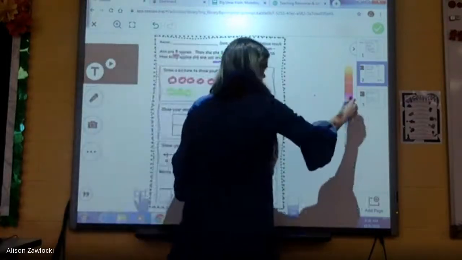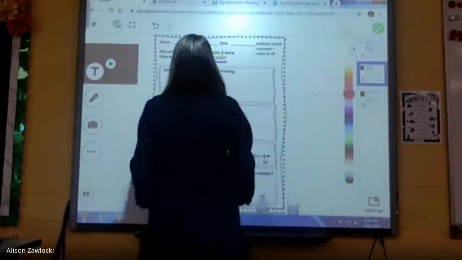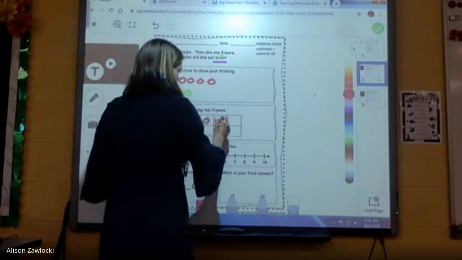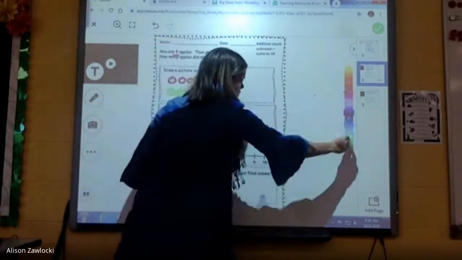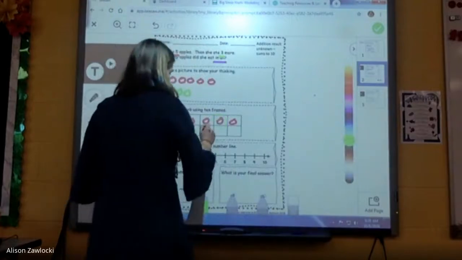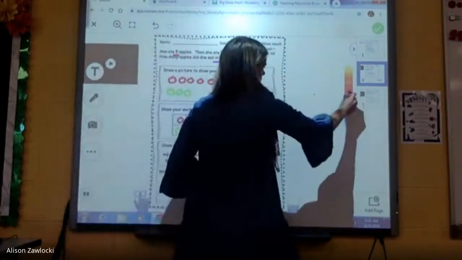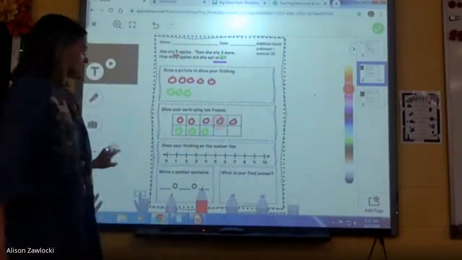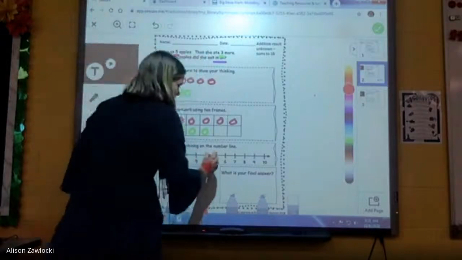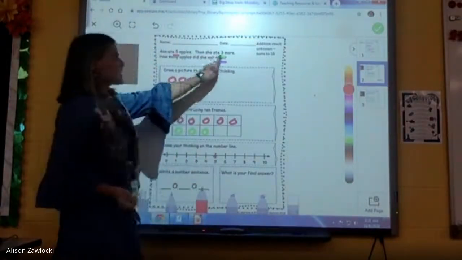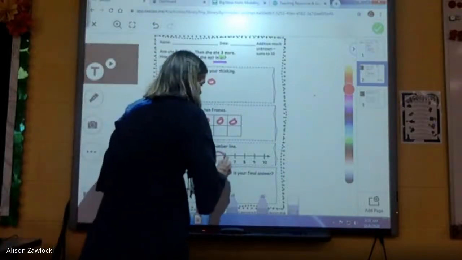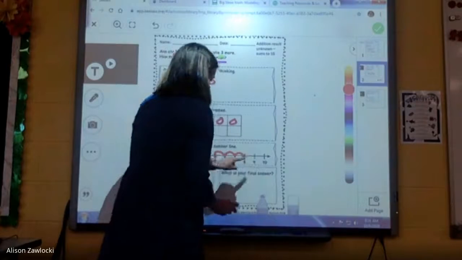Now I'm going to show my work in the 10 frame. So I'm going to draw 5 counters. 1, 2, 3, 4, 5. And then I'm going to draw 3 more counters in my 10 frame to show my work. Then I'm going to show it on a number line. So remember, I start my dot at my biggest number for addition problems, and I do however many hops my other addend is. So how many hops would I do? I would do 3. 1, 2, 3. And where we end is our total.